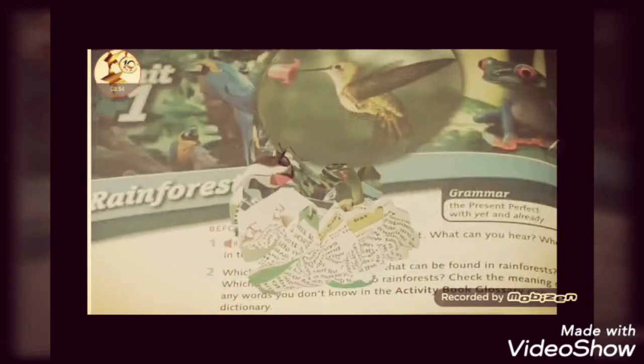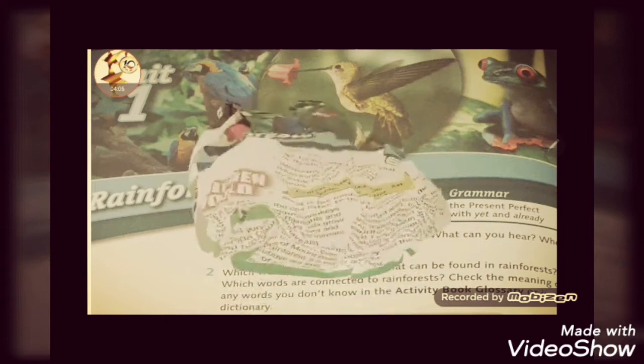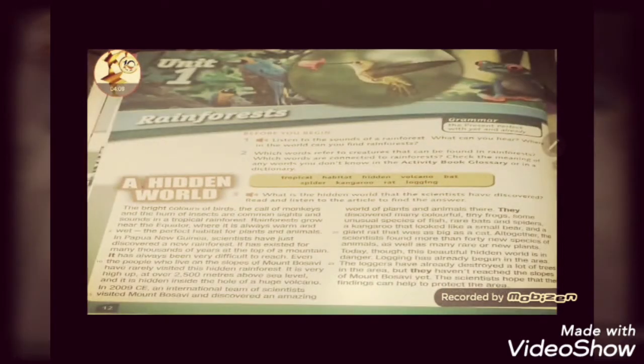So let's see what our book asks of us. Now listen to the sounds of a rainforest. What can you hear? Where in the world can you find rainforest? If I ask you to listen to the rainforest sound, we are going to listen to the rainforest sound. يعني بدنا نسمع لصوت rainforest.